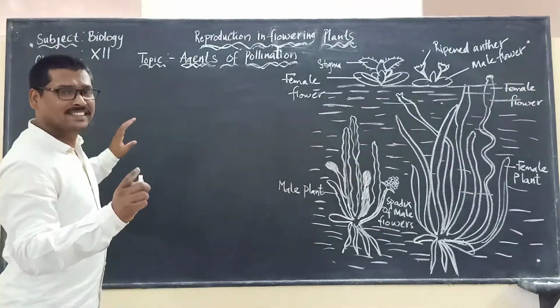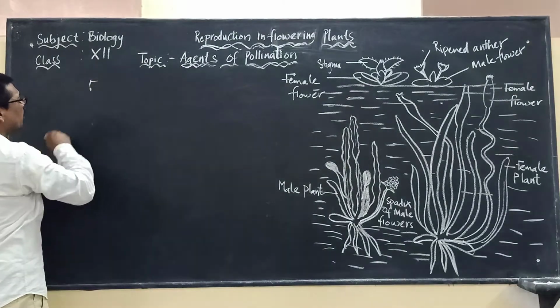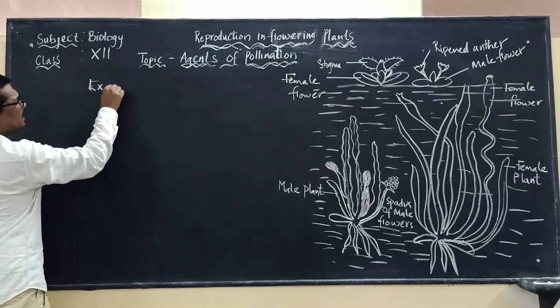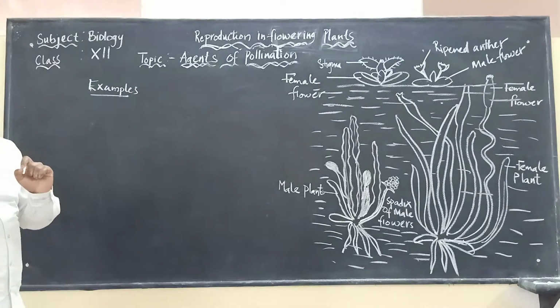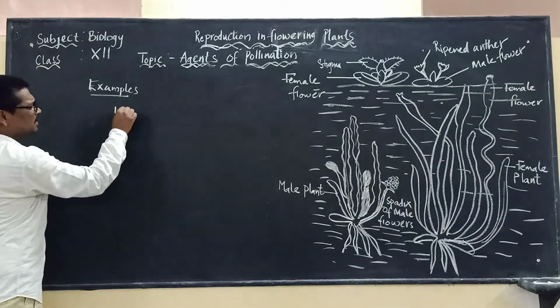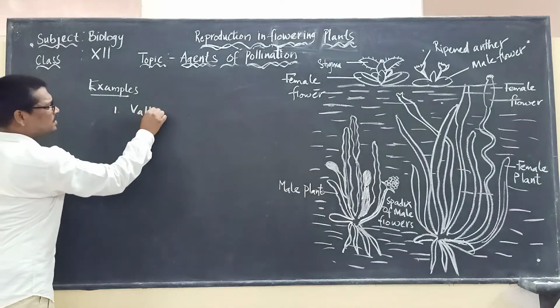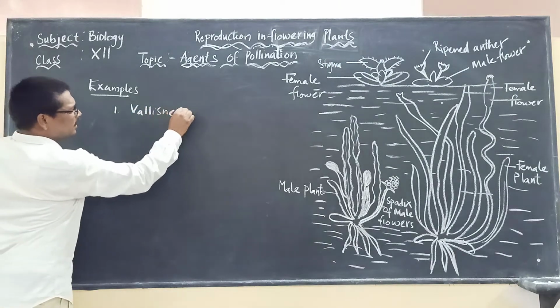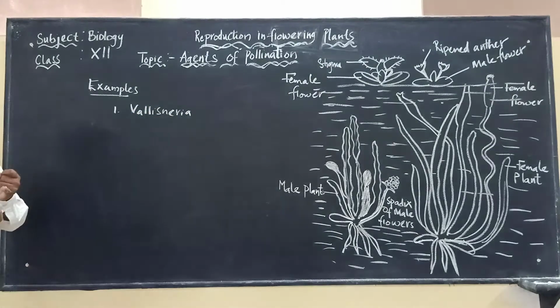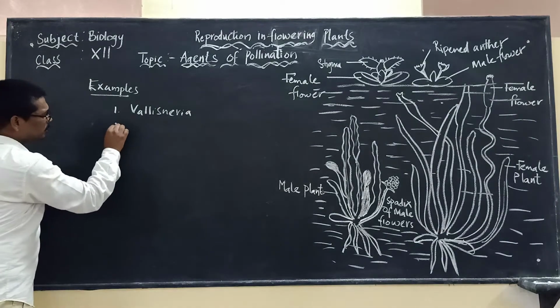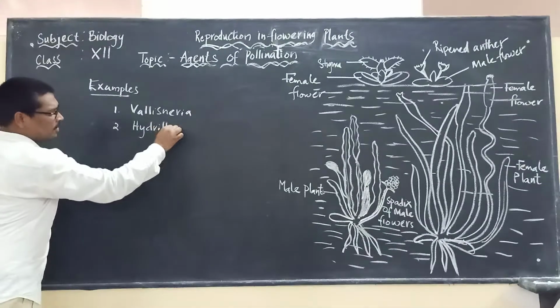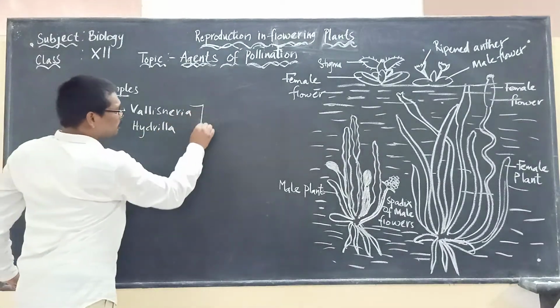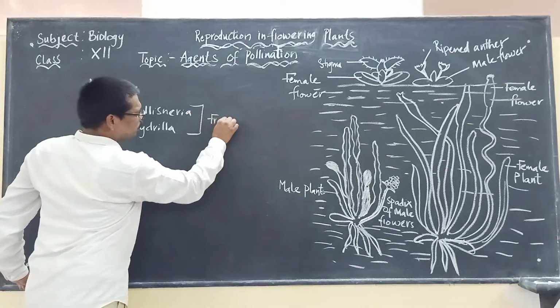So some examples of water pollinated plants: the best we take here is Vallisneria. Vallisneria is the best one for water pollinated plants. And another very common one is Hydrilla. These two are freshwater plants. They grow in fresh water.